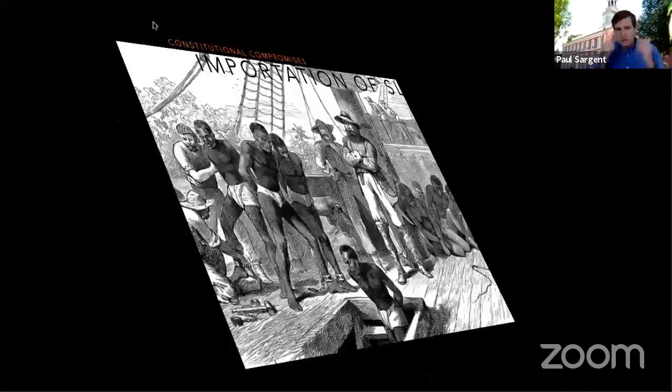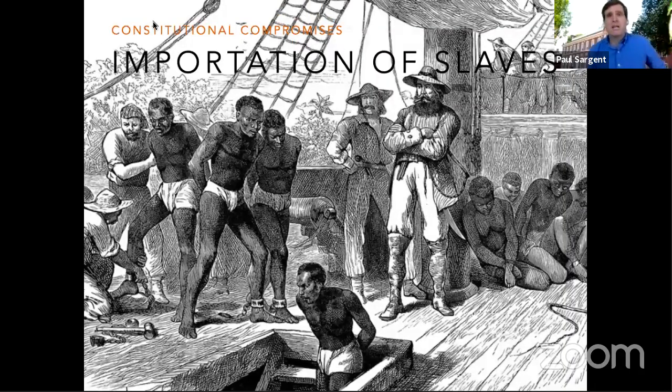And so then to balance out the three-fifths compromise, there was also a compromise about the importation of slaves, because states in the North wanted to stop the international slave trade. States in the South didn't necessarily want to keep it, but they didn't want to stop it immediately.